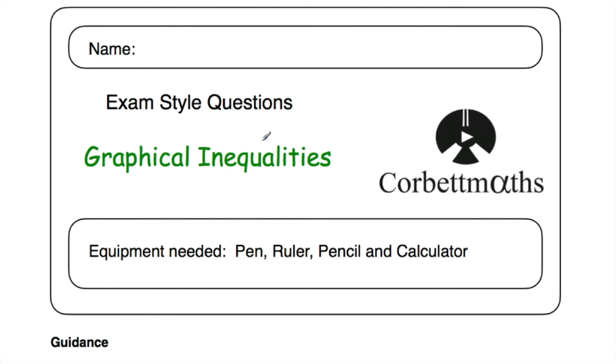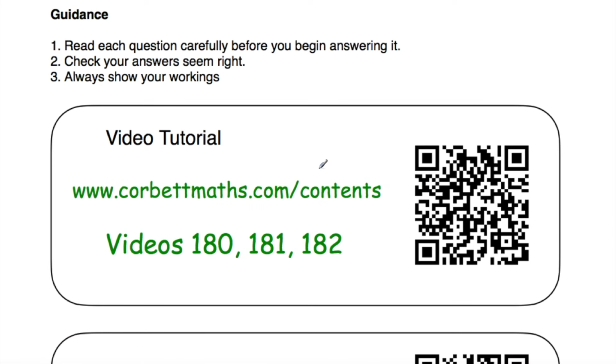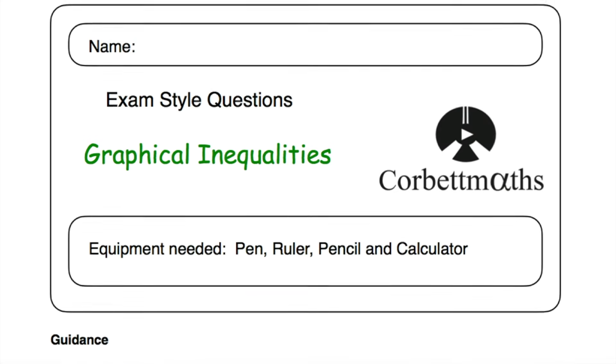In this video, we're going to look at the video solutions to the Corbettmaths Practice Questions on Graphical Inequalities. If you need extra help on Graphical Inequalities, go to Corbettmaths, go to the Videos and Worksheets section and scroll down to video numbers 180, 181 and 182. There are dedicated video tutorials on Graphical Inequalities. Alternatively, you can scan this QR code. But in this video, we're going to focus on the video solutions to the practice questions, so let's get started.